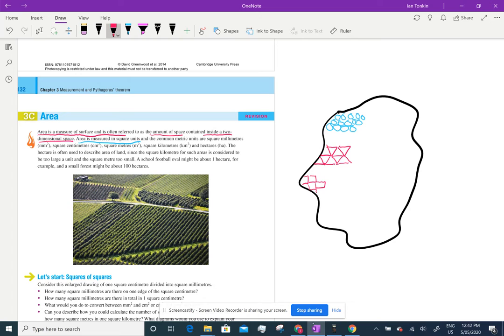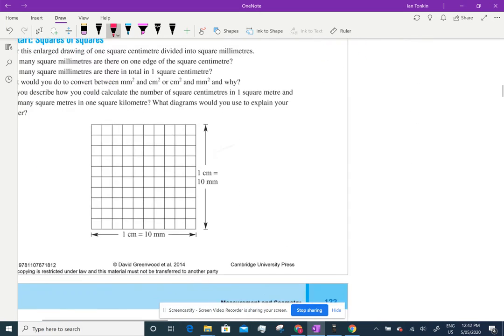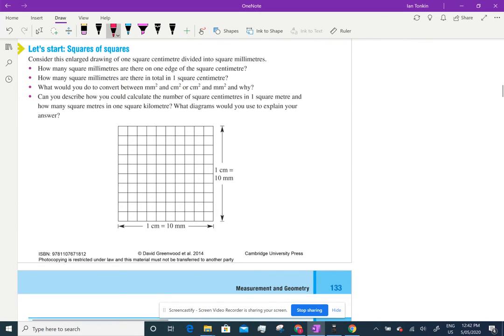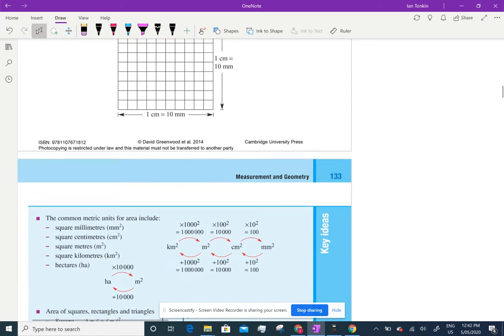And squares tessellate, so there's no gaps. And a square is a relatively easy shape to draw because all sides are the same. You can see that I can find the area and talk about it in square units. So area is measured in square units. So we need to be able to convert.